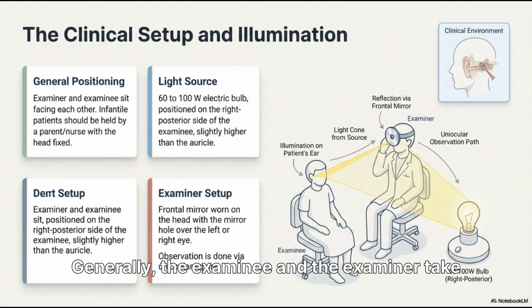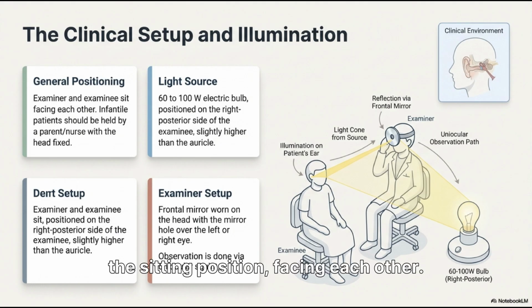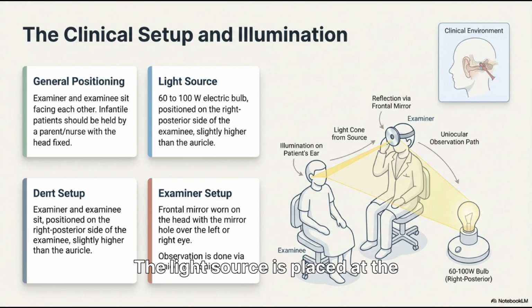Generally, the examinee and the examiner take the sitting position, facing each other. Infantile patients should be fixed by a parent or nurse. The light source is placed at the right posterior side of the examinee. The examiner wears a frontal mirror to focus light on the examined part.